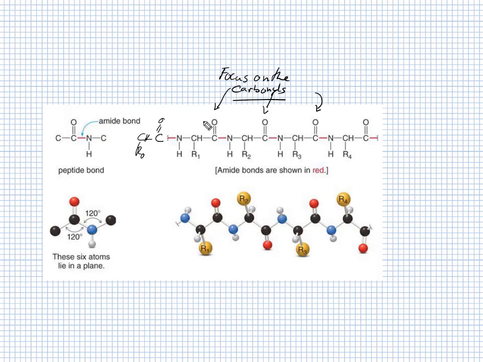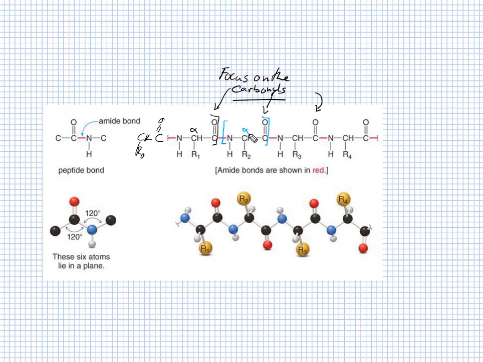So if this is a carbonyl, the carbon next to it is its alpha carbon. Right? So this is one amino acid. This carbonyl was a carboxylate. The carbon next to it is the alpha carbon. Going the other way, this nitrogen is a different amino acid, right? So here's a different amino acid. Here's its carbonyl.